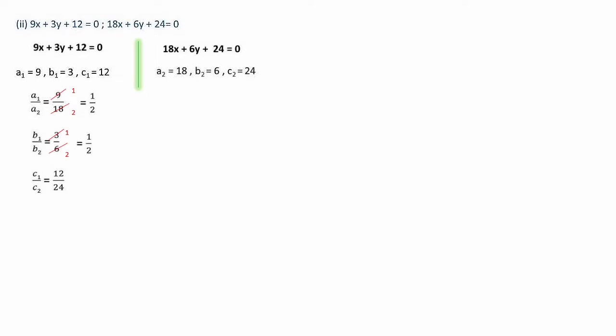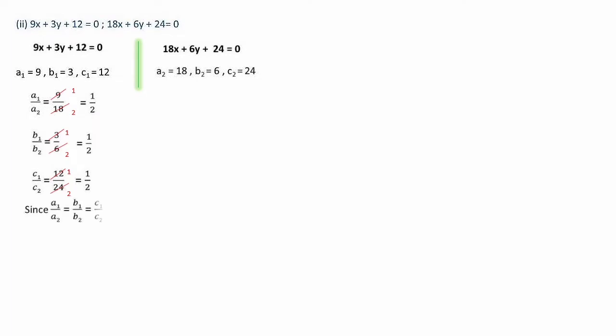Next is c1 by c2. c1 is 12, c2 is 24. Here also 12 is common in both numerator and denominator. When we cancel, we will get 1 by 2 here also. So c1 by c2 we have got as 1 by 2. You can see here all the ratios we have got as 1 by 2.